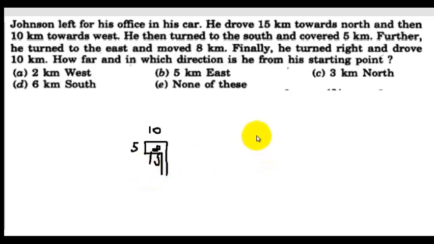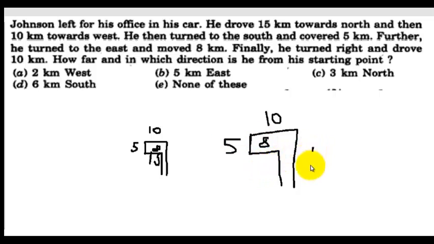So let's make it a large one so that it becomes easy for you to recognize. So this is the diagram. 10 kilometers, 5, 8 kilometers. This is 15. This is 10, so 10 plus 5 is 15, which will be exactly equal. The two reaching points will be exactly equal.